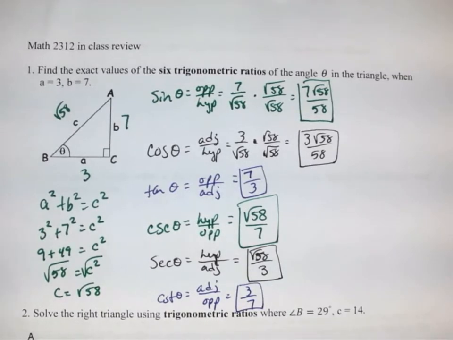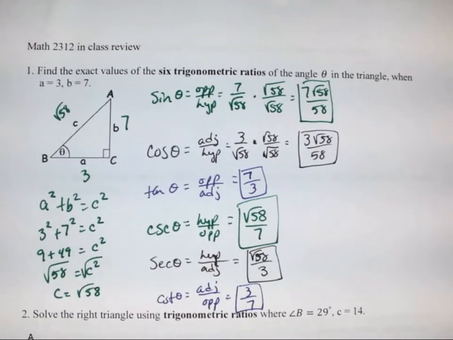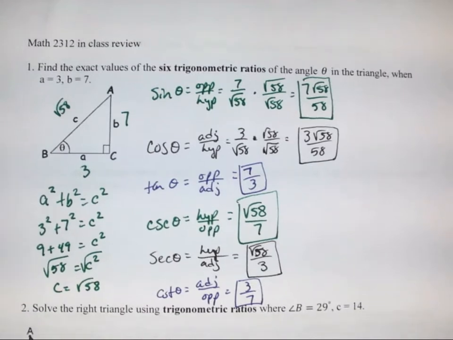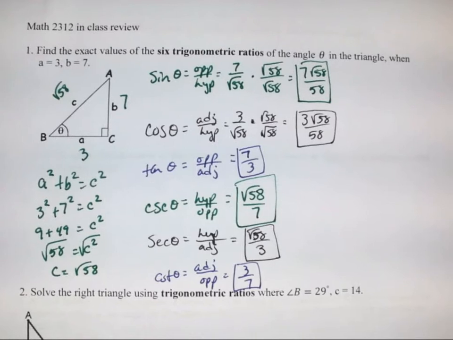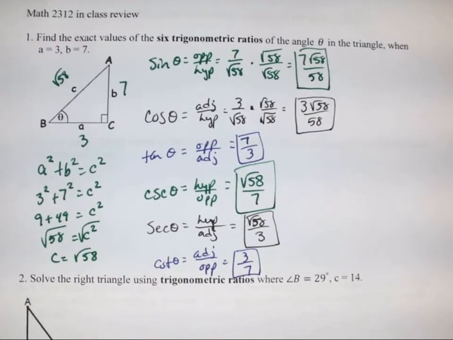So you need to be able to know those. You do not have to write all of those. I'm just helping you remember how to find those. So that's how you find those exact values of your 6 trig ratios.